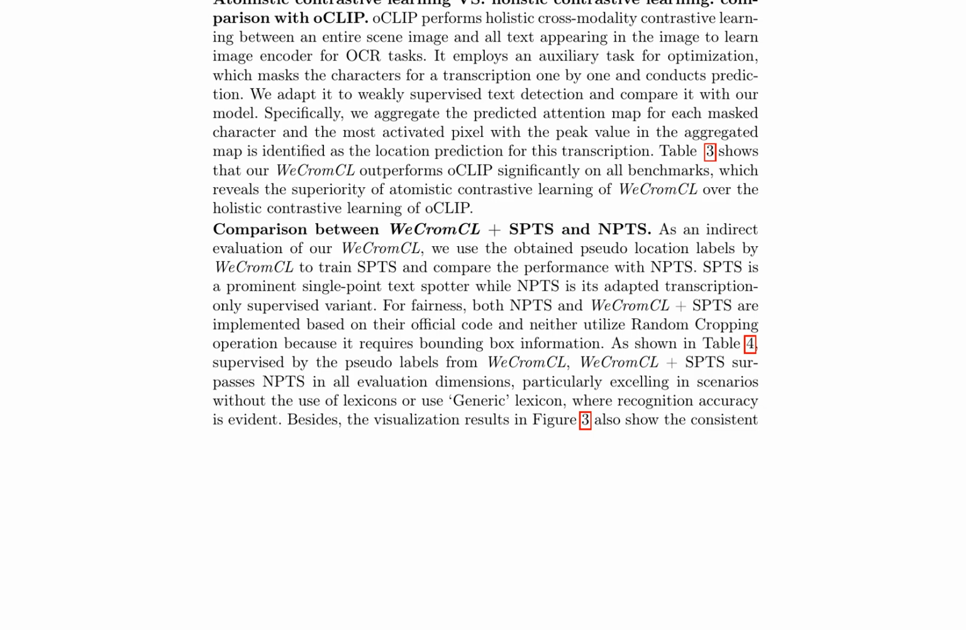The character-wise text encoder facilitates learning character-level correlations, while the negative sample mining scheme yields large performance gains. WeCromCL represents a significant advancement in weakly supervised text detection, offering a new perspective on leveraging contrastive learning for this task. Its ability to generate accurate pseudo-labels for transcription detection tasks makes it a valuable tool for researchers and practitioners in the field of OCR.